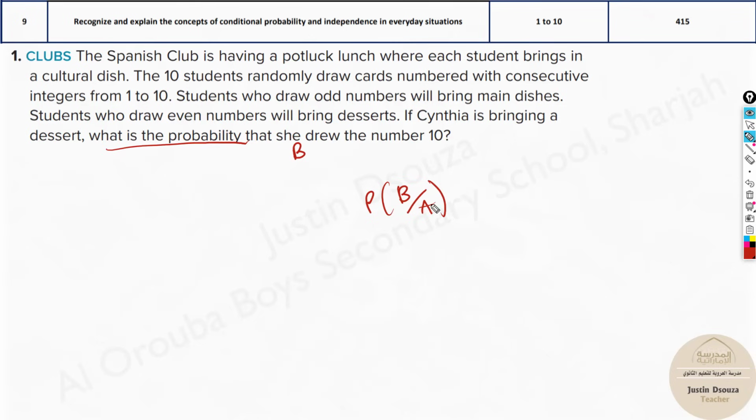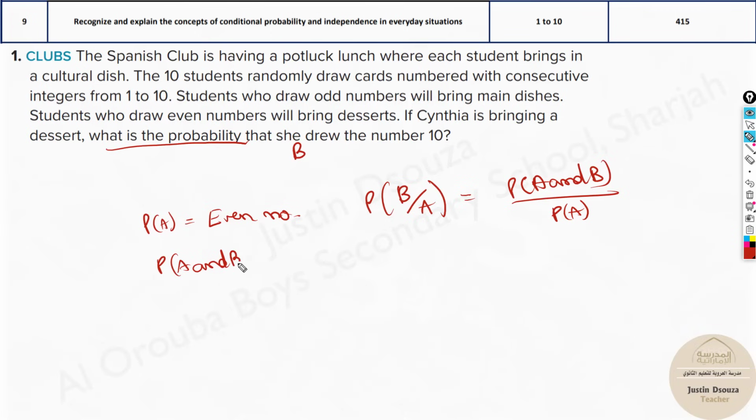So now if I write this condition first, the probability of A is an even number. She picked an even number. And the probability, what's the formula for this? It's the probability of A and B divided by the probability of the condition, that is the probability of A. Now what is the probability of A and B? That is, an even number is picked. In this problem, they have not exactly told it's an even number, the condition is an even number. They have told it's dessert, but desserts are only brought by the students who pick the even numbers. So we need to understand that this is the first probability, the condition event A.